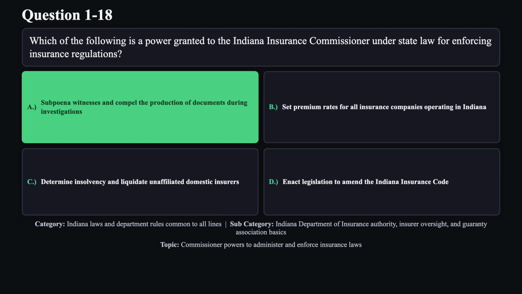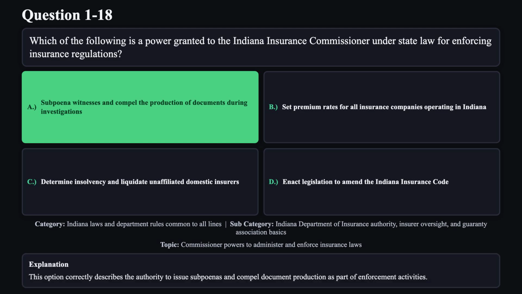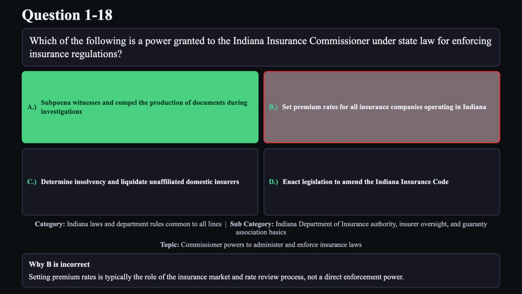The correct answer is A. This option correctly describes the authority to issue subpoenas and compel document production as part of enforcement activities. Reason B is not correct. Setting premium rates is typically the role of the insurance market and rate review process, not a direct enforcement power.